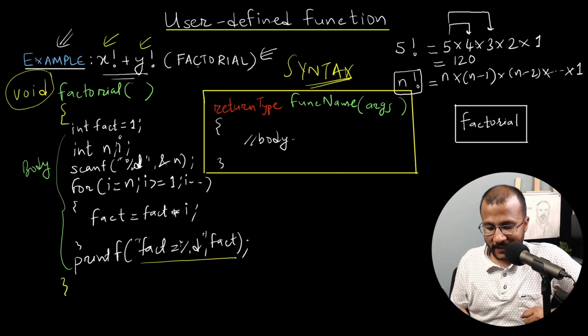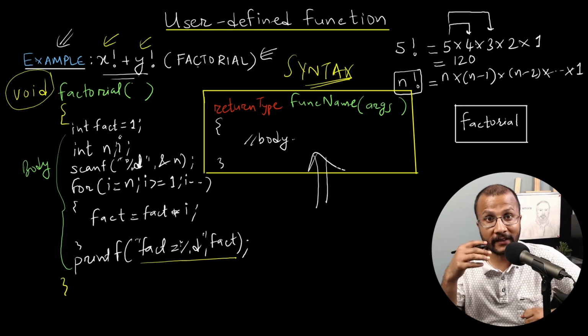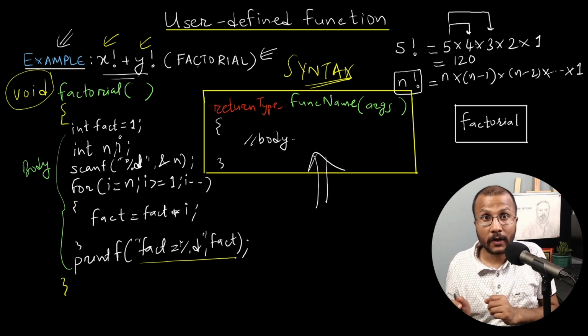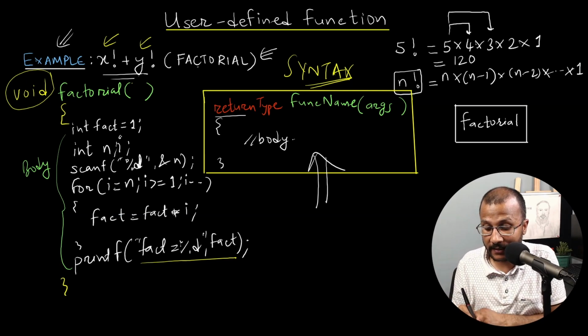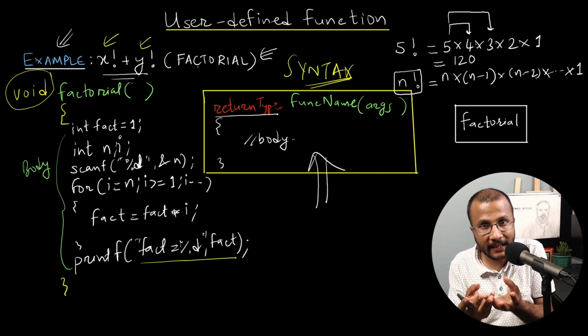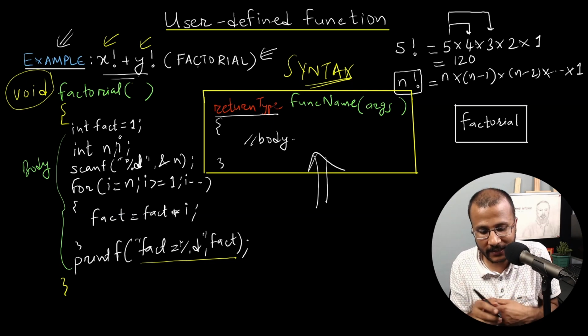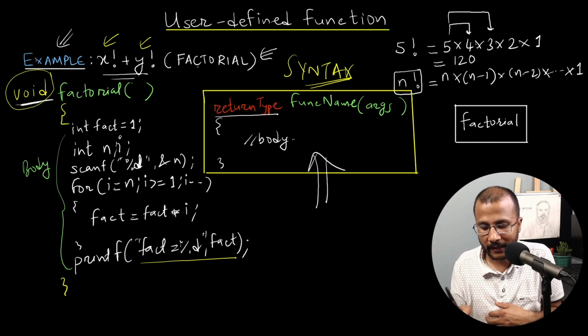So this is the syntax of any function definition. How do I define a function is very simple. First of all, what you have to write is the return type. What is the type of the return value? It can be integer type. It can be character type. It can be void if you are returning nothing. So in this case, the return type is void. Then you give a space.